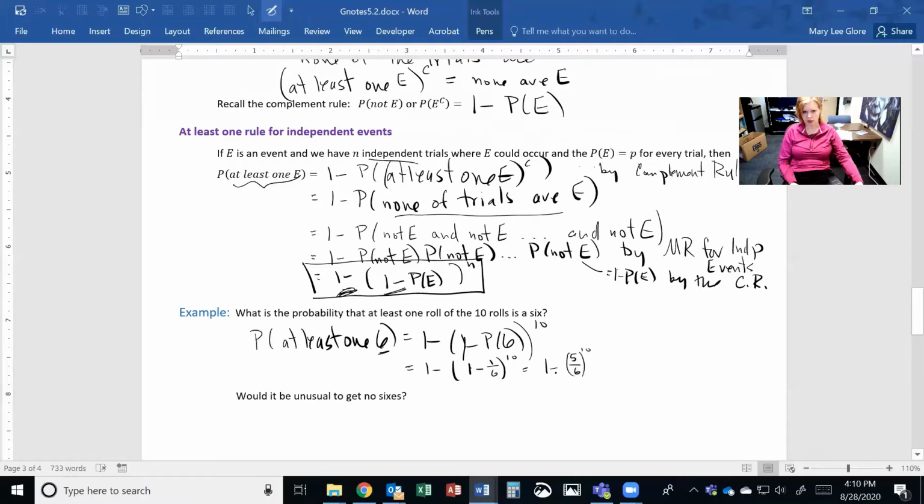And if you were going to put that in your calculator, I would just type 1 minus, and then put the parentheses, 5 divided by 6. So here's the calculator. 1 minus, open parentheses, 5 divided by 6, close parentheses, and then y to the x, 10. And if you put that in there, you get 0.838.